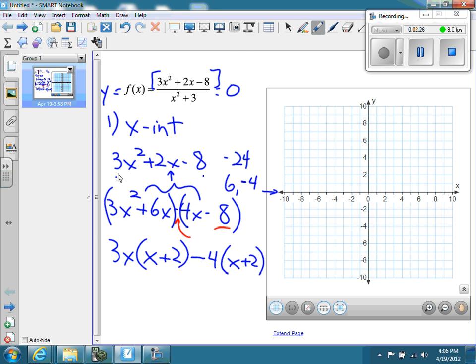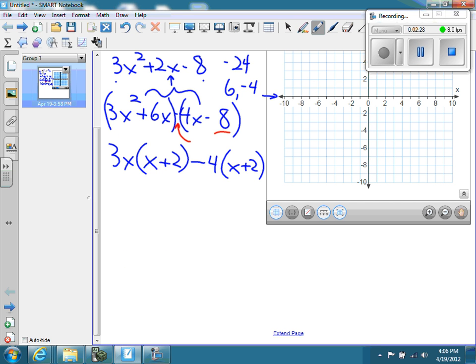So if I continue to factor, I'm going to have 3x minus 4 times x plus 2. Well, that means that x is going to equal positive 4/3 on this one here and negative 2 over here.